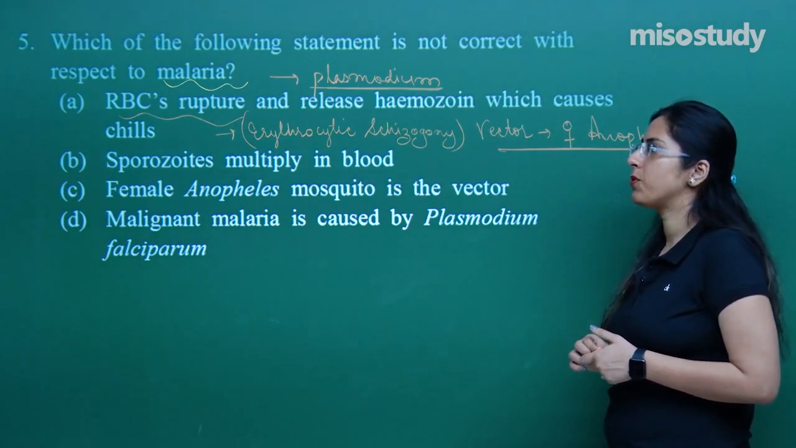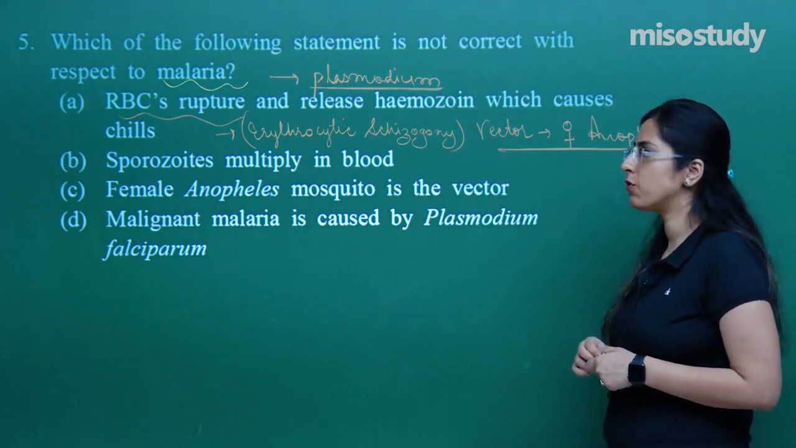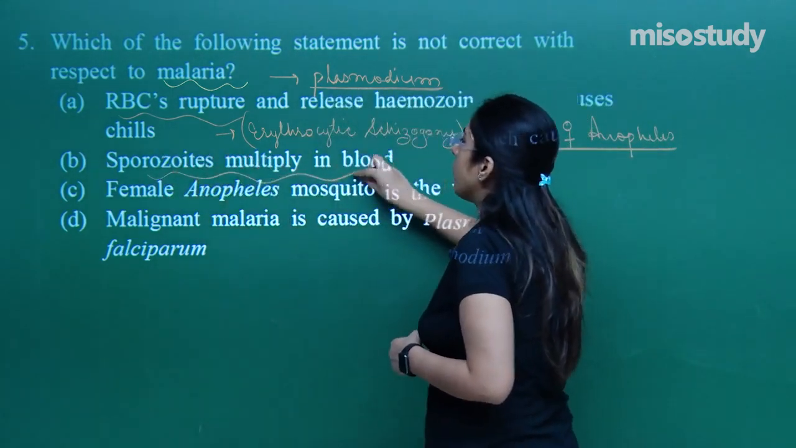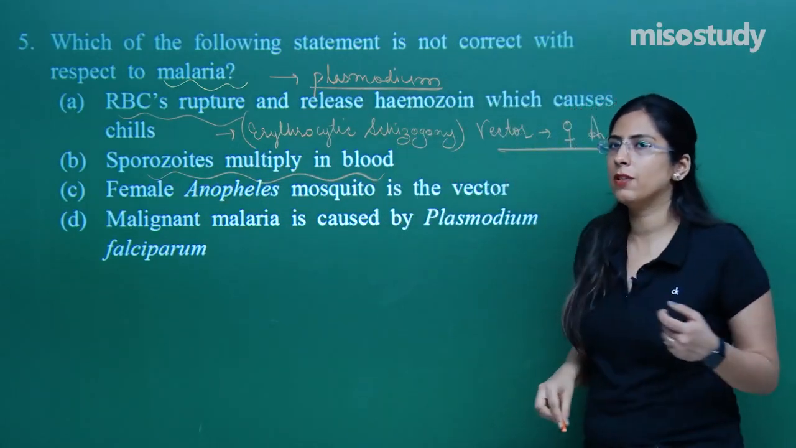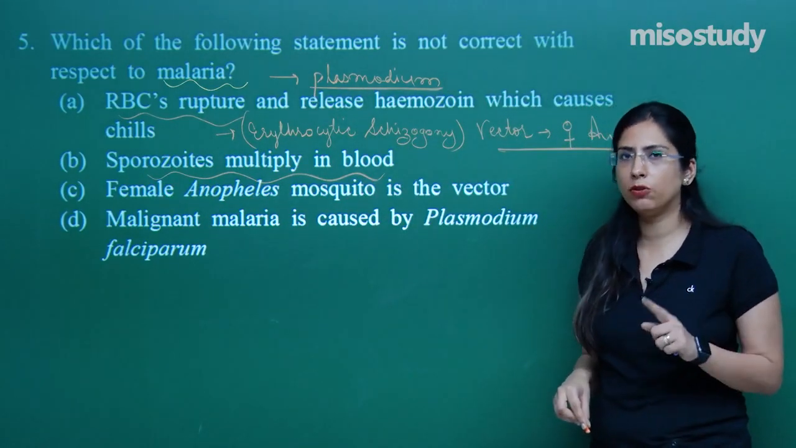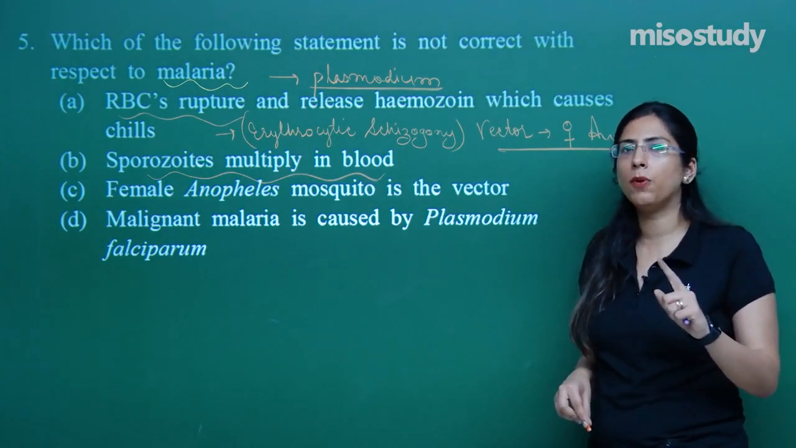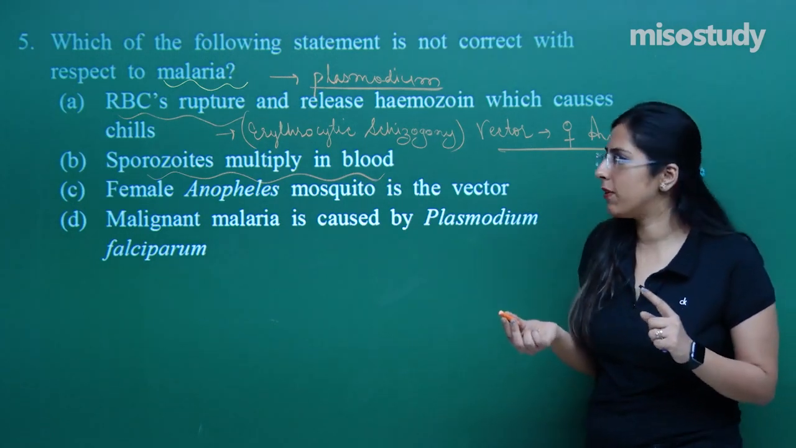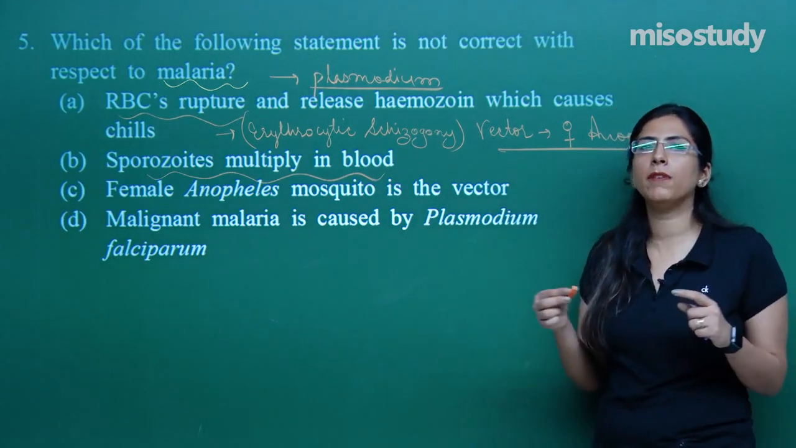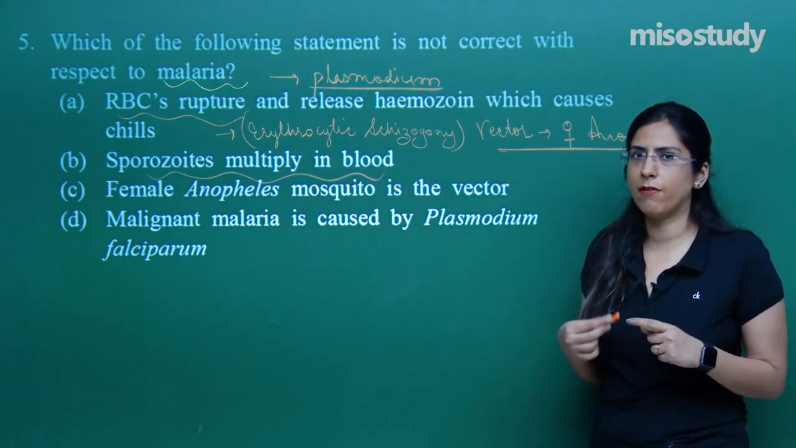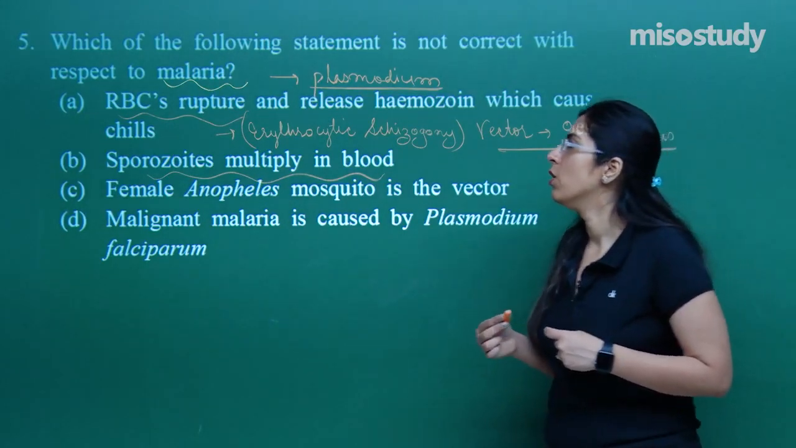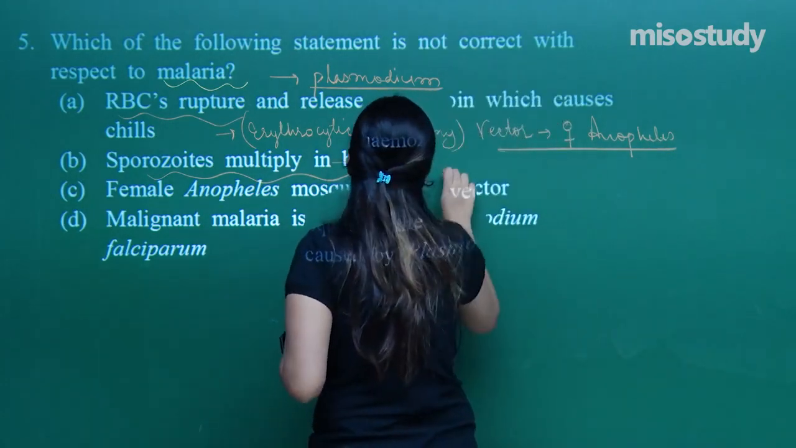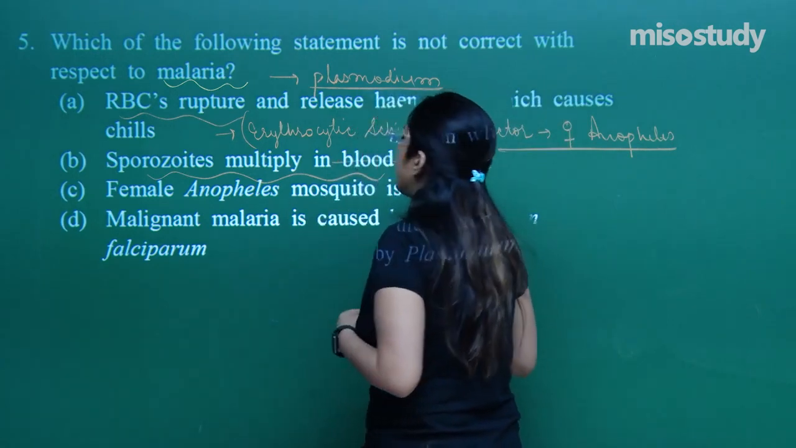Let's talk about the second option, sporozoites multiply in blood. Is that so? Sporozoites can never multiply in the blood directly. First of all, the sporozoites enter into our body, they enter into our blood, that is a fact. When they enter into the body, they remain there for just a few hours. After that, they enter into the liver cells, because if they remain in the blood, they will be phagocytized by the different immune cells of our body. So this option is a wrong option. That means sporozoites multiply not in blood, but they enter into the liver cells, the hepatic cells, and multiply in the hepatic cells.